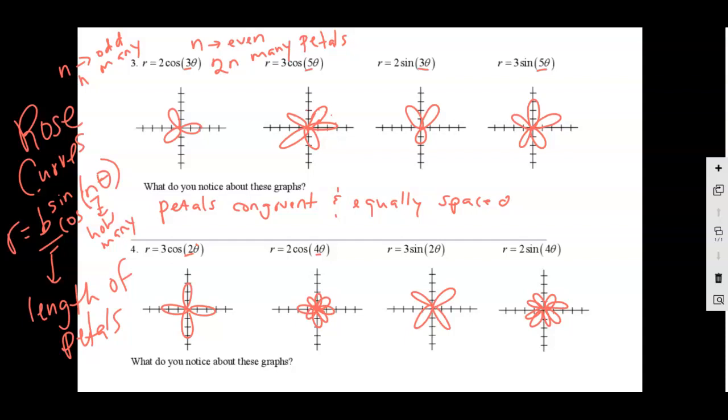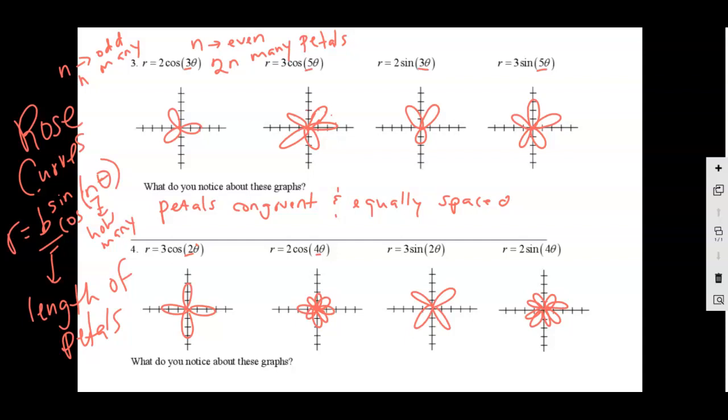It actually flips. The 7 theta had one on the bottom. The 9 theta would have a petal on the top, just like the 5. But really that sine or the cosine just tells you where the first petal is going to be. What's important is that those petals are congruent and equally spaced. And so the length of the petal is the coefficient out in front, and that n, the number in front of the theta, tells you how many petals.